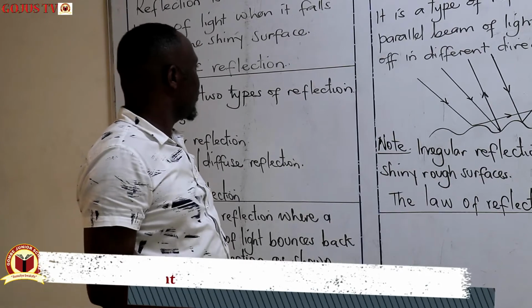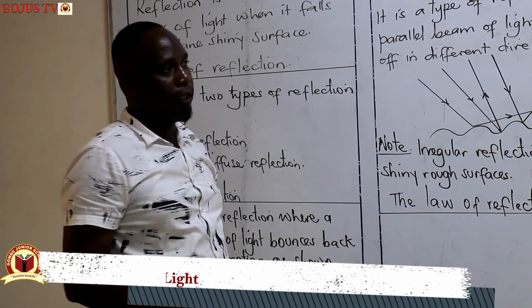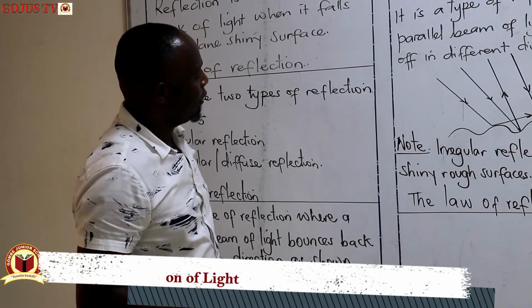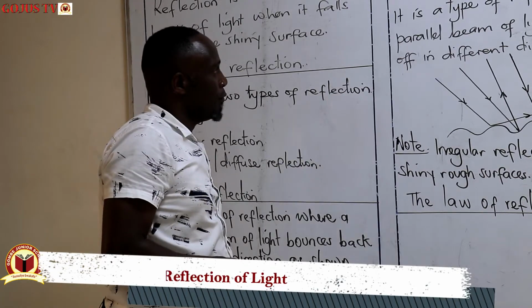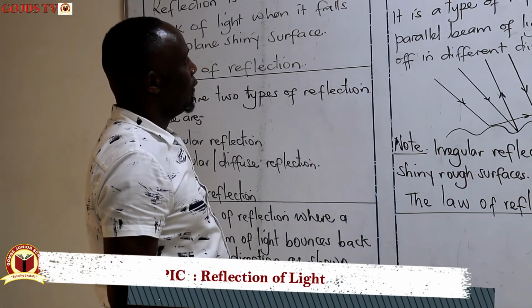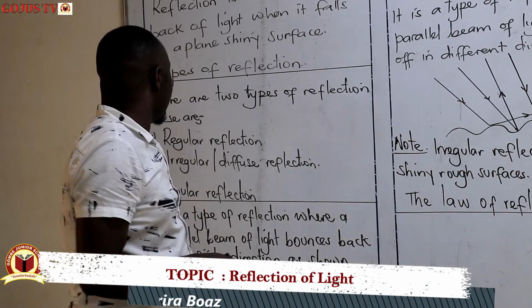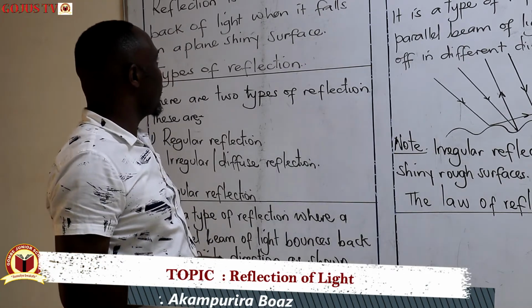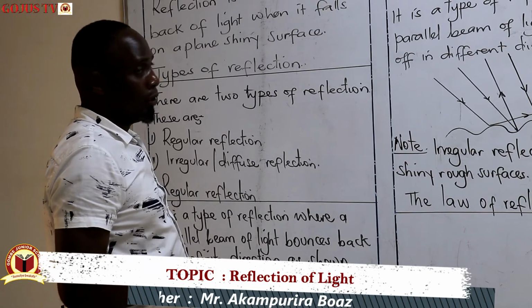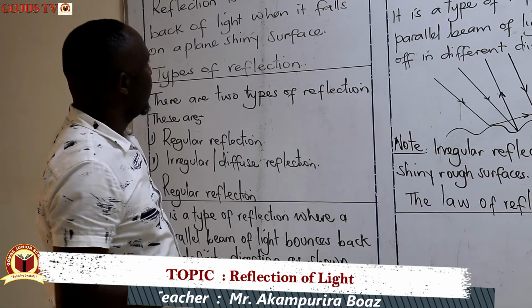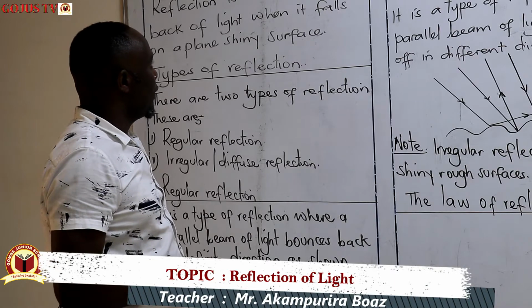In the previous session, we talked about eclipses, the different types of eclipses, how they are formed, and the bodies or the features involved in eclipses. In this session, we're going to talk about reflection of light.